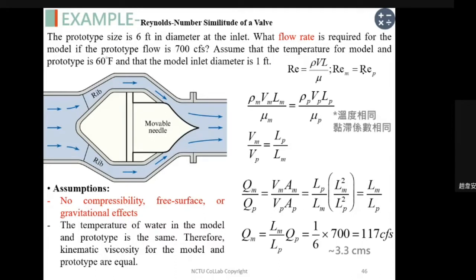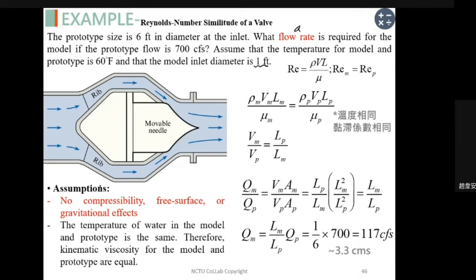So for this problem, the prototype size is 6 ft in diameter at the inlet, and the flow rate Q is required for the model if the prototype flow is 700 CFS. In that condition, we assume that the temperature for the model and the prototype is 60 degrees F, and that the model inlet diameter is 1 ft.